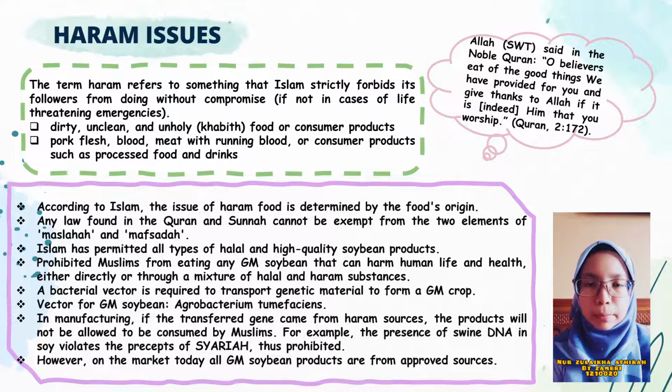For example, the presence of swine DNA in soy could make the product haram. This is due to the fact that any products containing swine DNA violate the precepts of Sharia and are thus prohibited. However, on the market today, all GM soybean products are from approved sources.